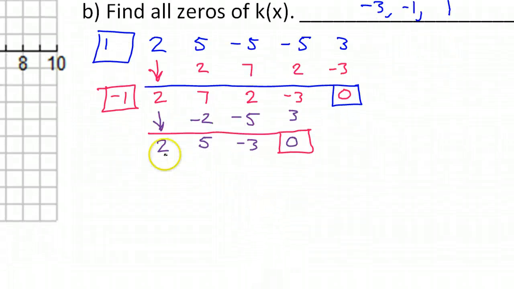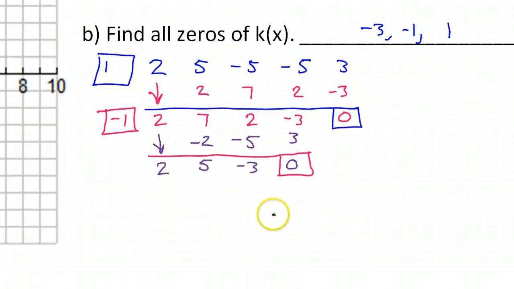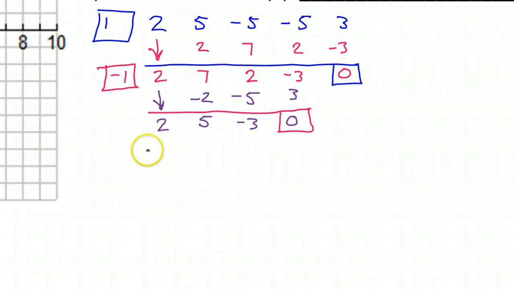Okay, so I could factor this right now. I could even, because I've got yet another 0, keep going and use that to go further. But I'm going to go ahead and factor this because, you know what, factoring is fun. So I've got 2x squared plus 5x minus 3.